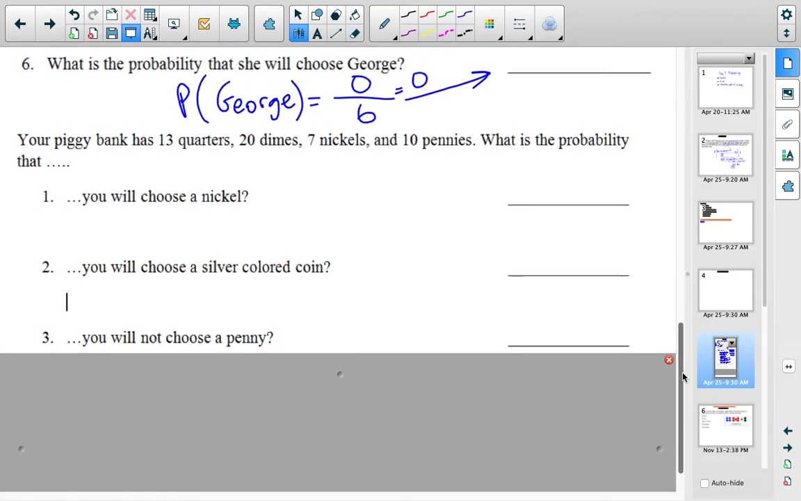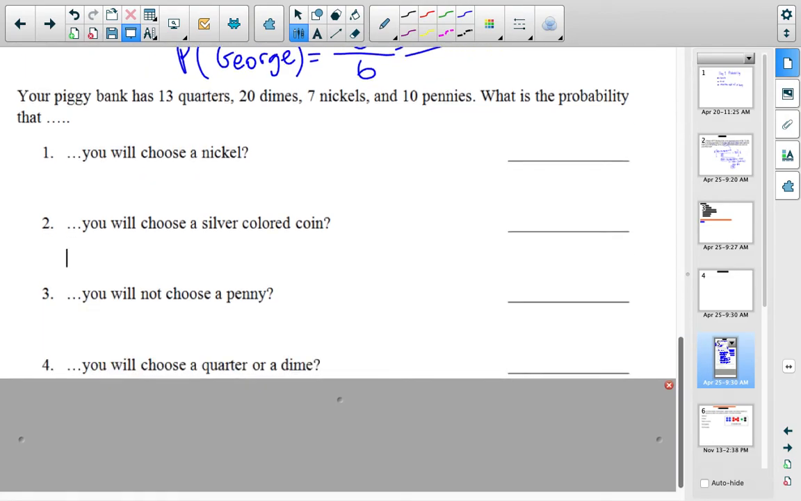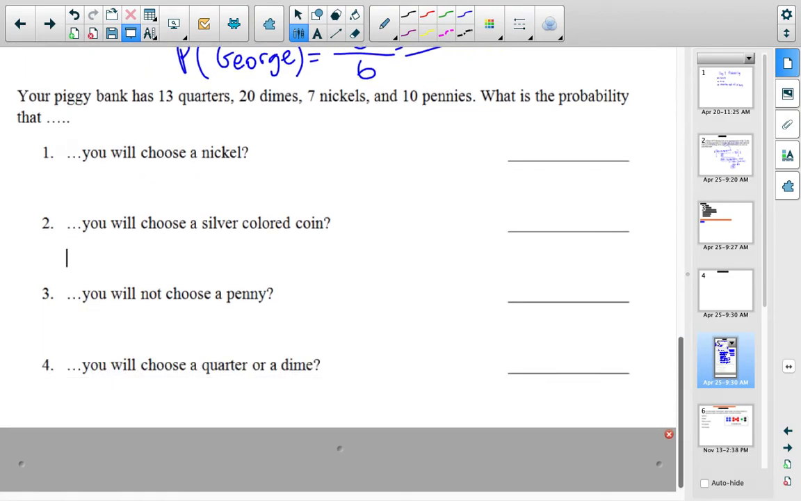Another example here would be looking at a piggy bank that's got 13 quarters, 20 dimes, 7 nickels, and 10 pennies. Whenever you have these probability questions, I think it's useful to actually find what the total is. So what is your denominator going to be? On the question above, we knew it was just 6 siblings. They told us. Here we have to actually figure out how many coins.